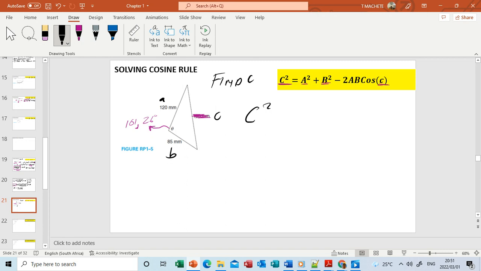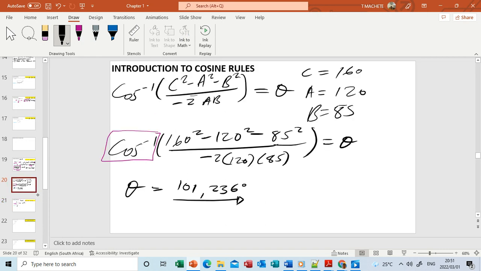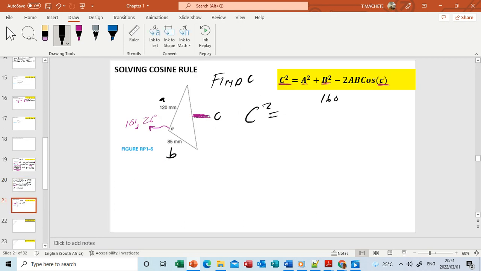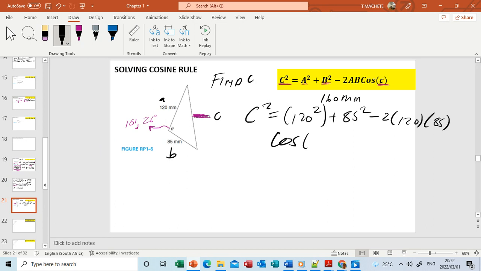So, guys, if you punch this whole thing, it will give you the value of C. You'll get 160. So your answer must be 160 millimeters. That's how you do it. 120 squared plus 85 squared minus 2a. There's no point of me doing this. I just wanted to show you that sometimes, just to prove that you're correct, you have to put that angle there. It's not necessary. If you punch this whole thing, whatever answer it gives you must be 160 millimeters.